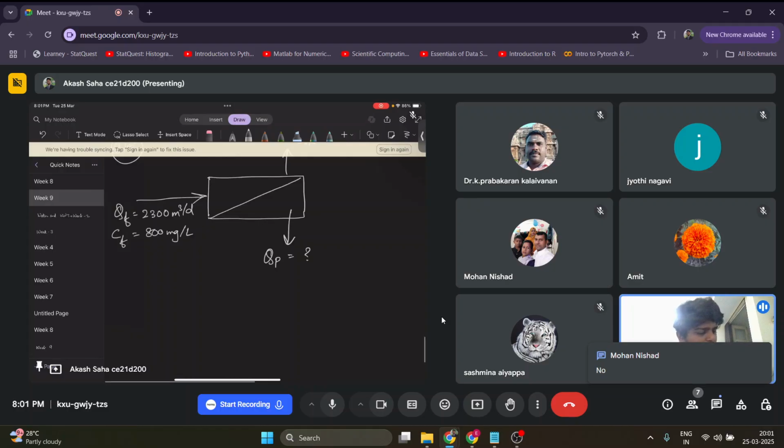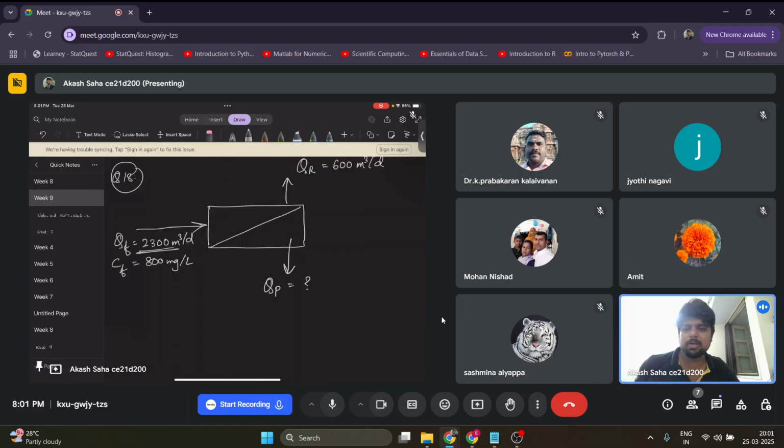See, simple. 2300 meter cube per day of water is going into the system. 600 is coming out as retentate. Then the rest of the water will be permeate, right? So it will be nothing but 2300 minus 600. It will be 1700 meter cube per day. Did you understand? Very simple.